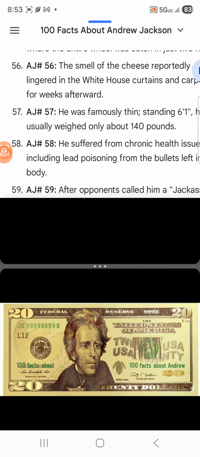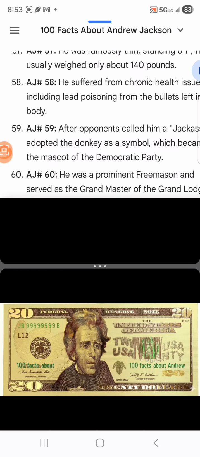57. A.J. number 57. He was famously thin, standing 6 feet 1 inch. He usually weighed only about 140 pounds. And I'm shocked that he could survive a bullet at that weight. 58. A.J. number 58. He suffered from chronic health issues, including lead poisoning from the bullets left in his body.